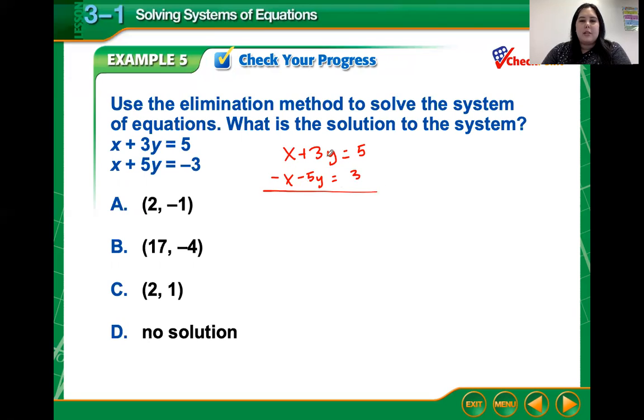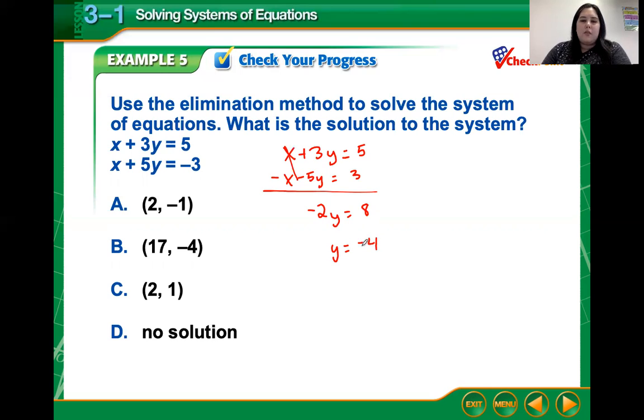My x's cancel out. And I have 3y minus 5y, which is negative 2y. And 5 plus 3 is 8. So then I'm going to solve for y and divide that by negative 2 and we get negative 4.